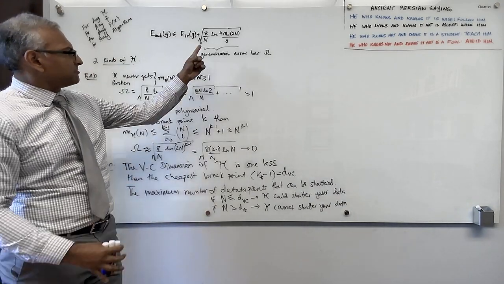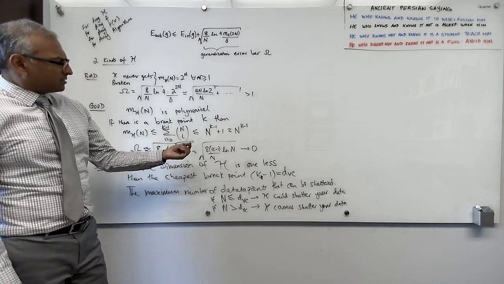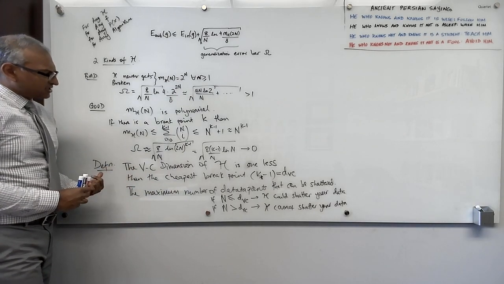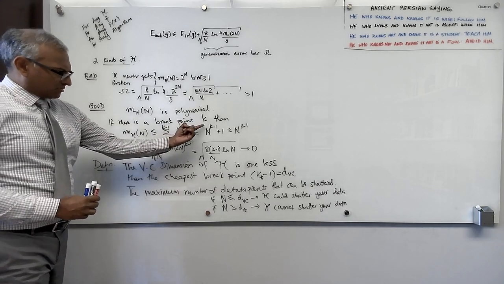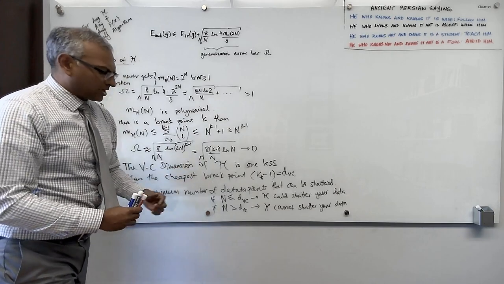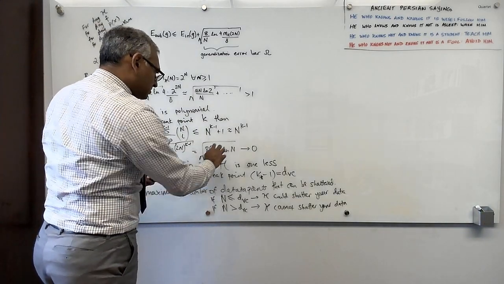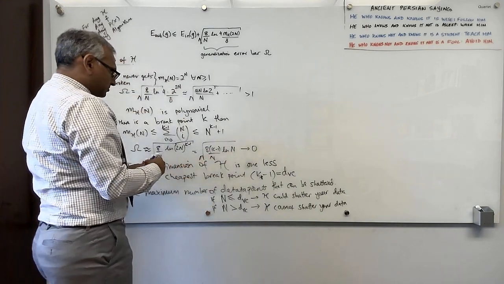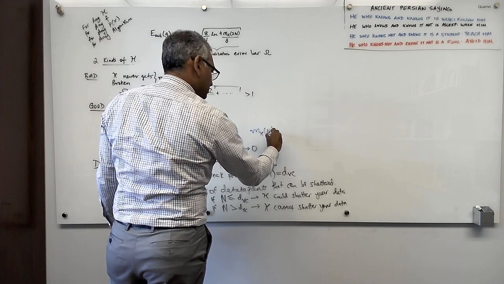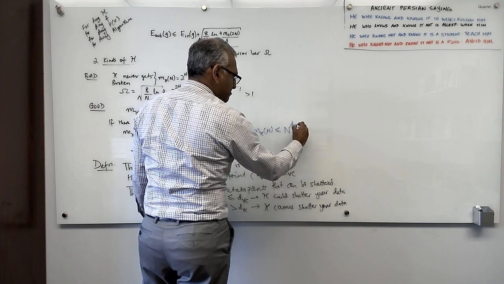It's coming out of this bound, and in particular, the bound on the growth function. So now we can say that for hypothesis sets with a breakpoint k, in particular a cheapest breakpoint k star, this bound holds: m sub H of N is less than or equal to N to the dvc plus 1.